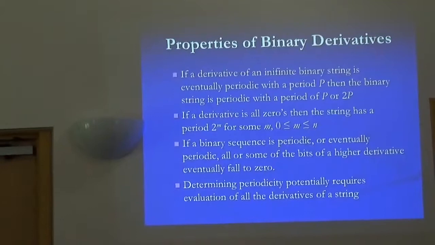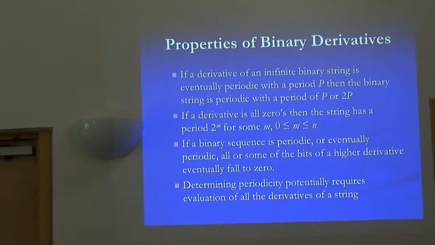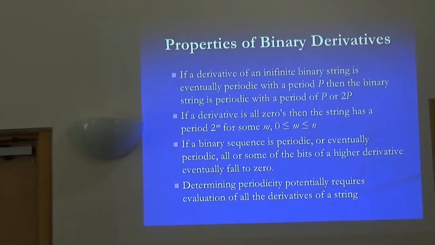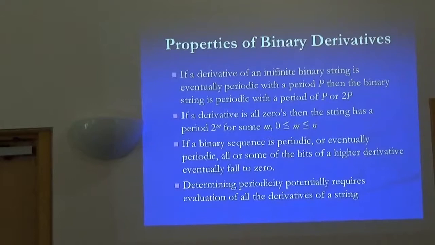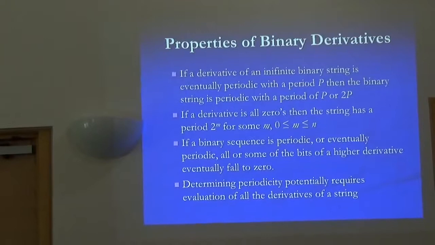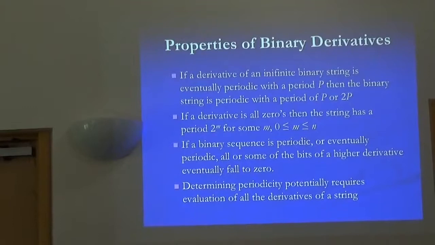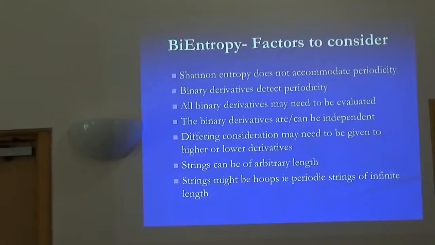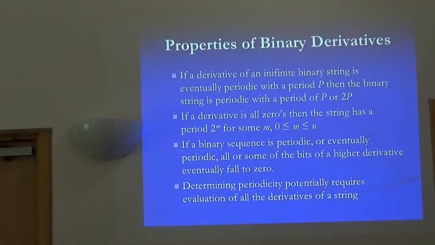So Nathanson charts out some interesting properties of binary derivatives, which are properties we use. We work with finite strings, but the mathematics was developed with regard to infinite strings. So I'm using and adapting Nathanson's work, but these are the properties of binary derivatives. If the derivative of an infinite string is eventually periodic with period p, then the binary string is periodic with period p or 2p, and so on. So these properties are actually quite useful. If it wasn't periodic, you would still be in the soup, sort of. You would be looking for periodicity down in the derivatives.